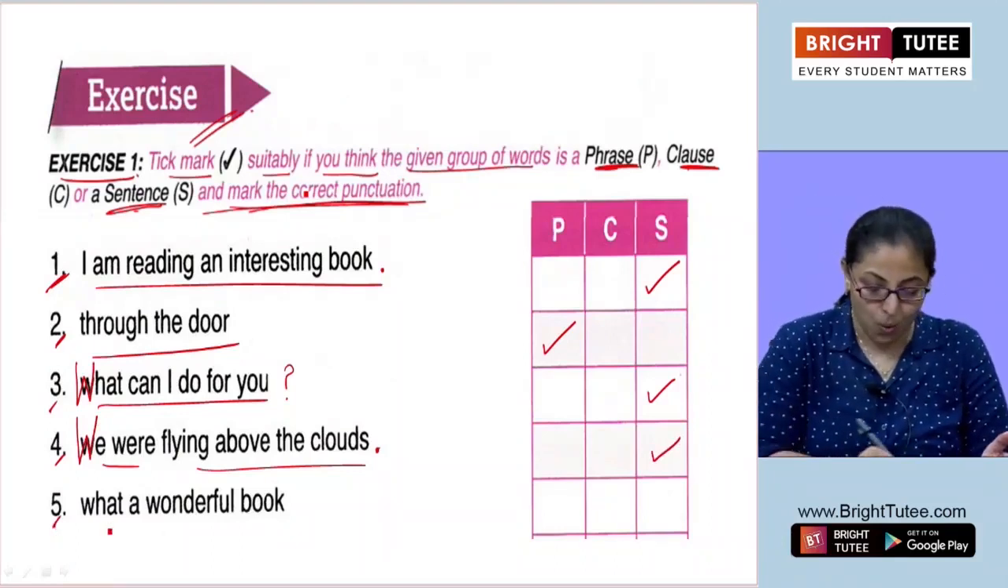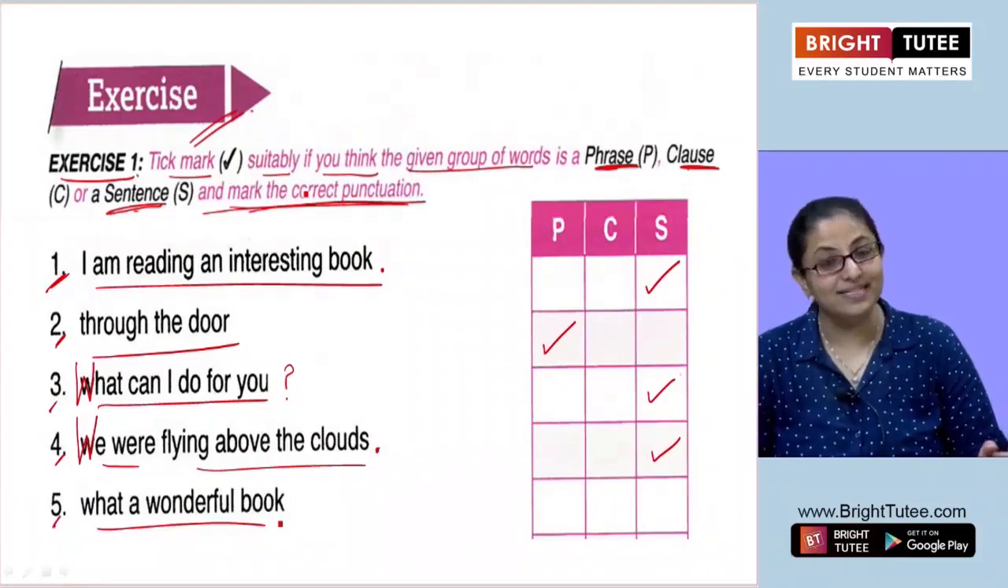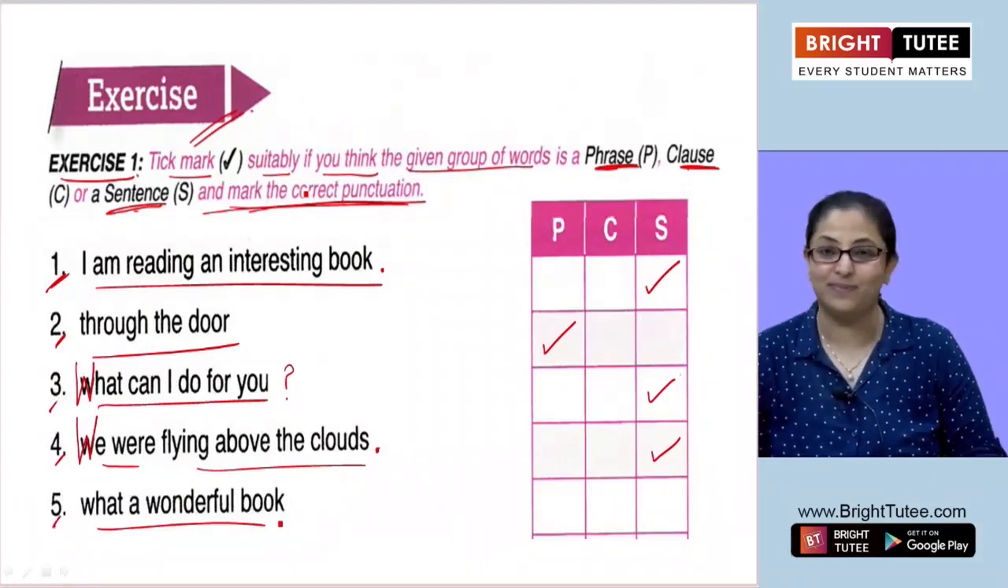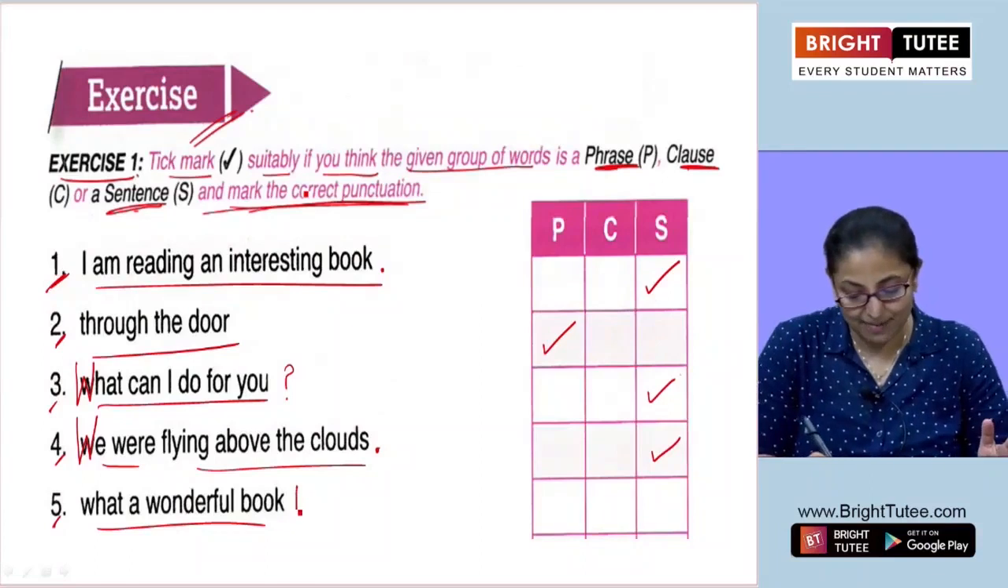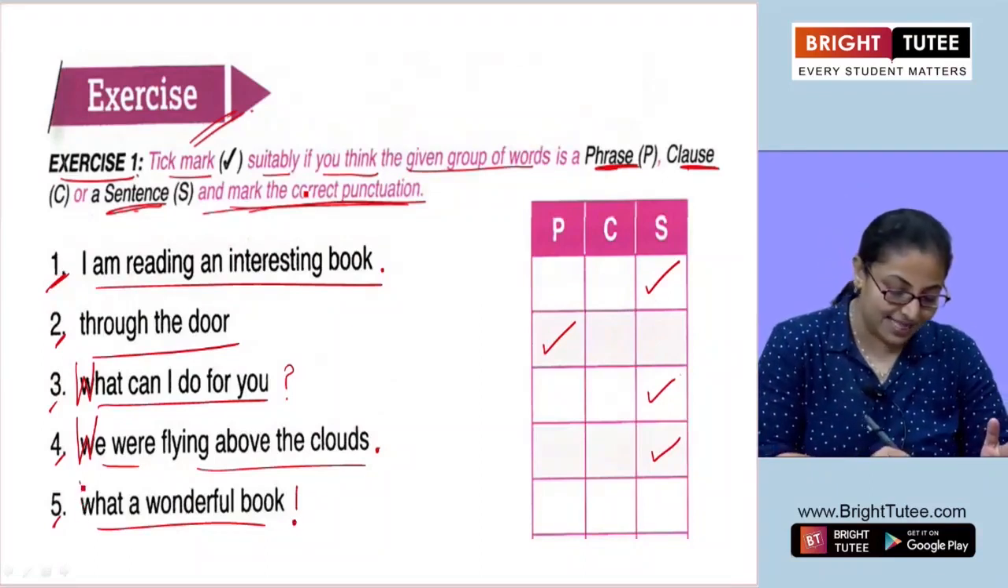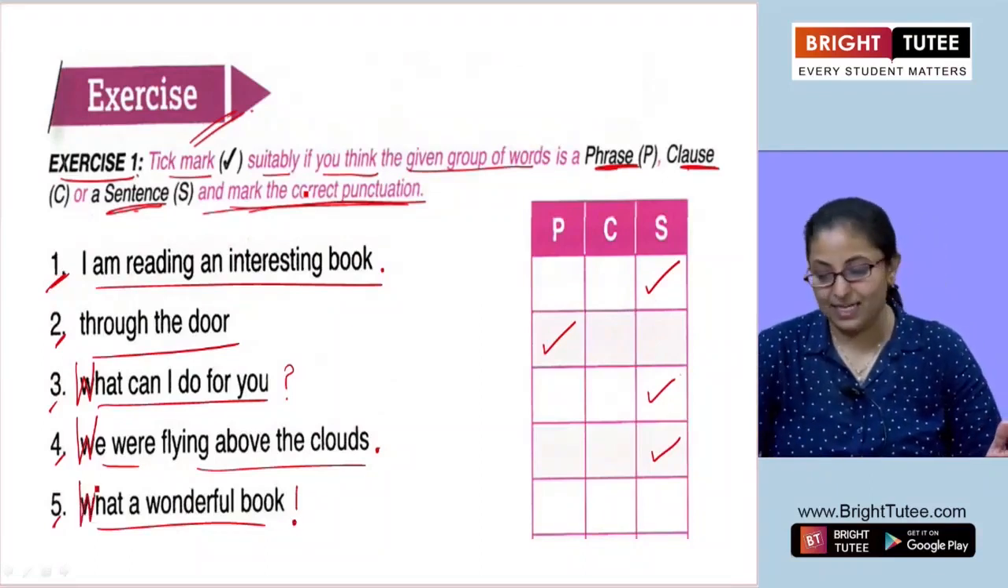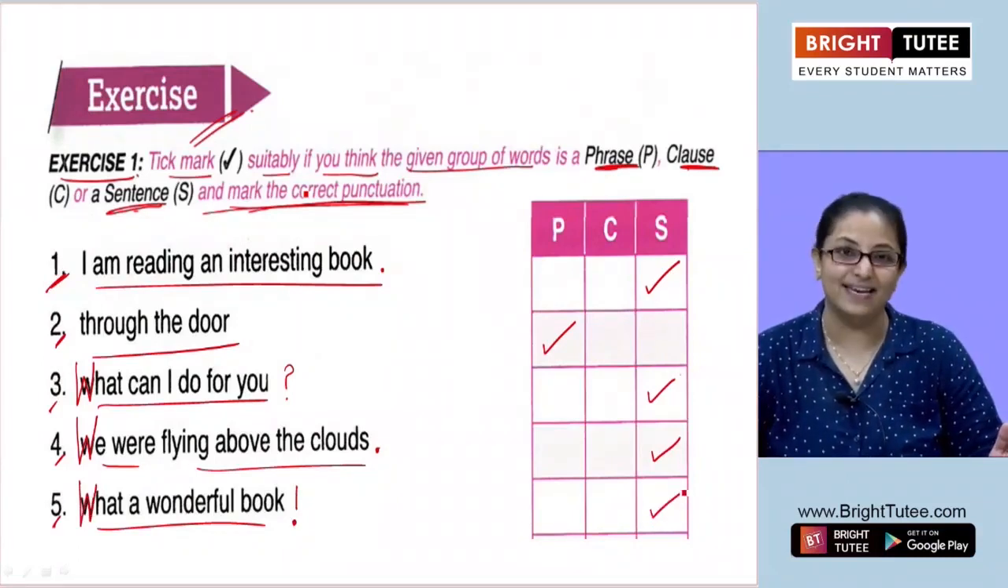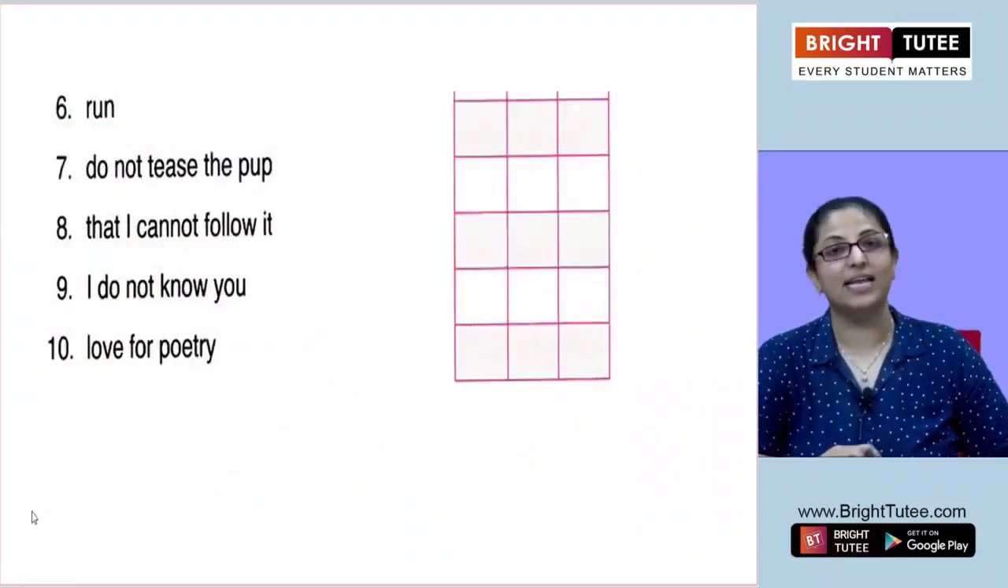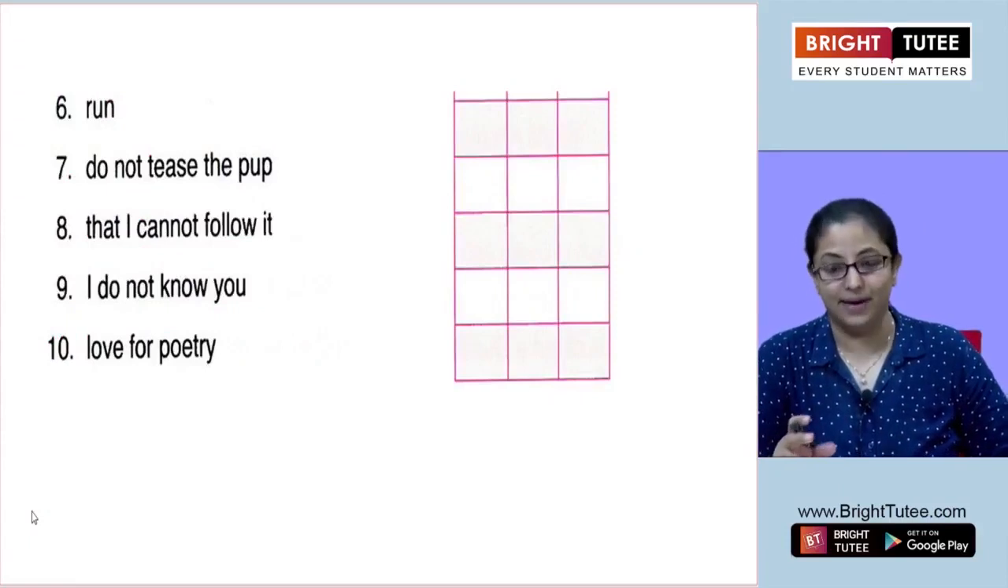Number 5th, what a wonderful book. This is an exclamation expression. So we'll put an exclamatory mark here and we'll make this W capital and this will be a sentence again. The rest 6, 7, 8, 9, 10 you will be doing on your own, right?